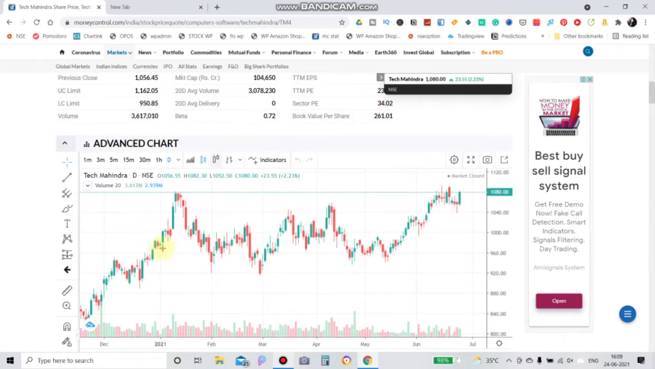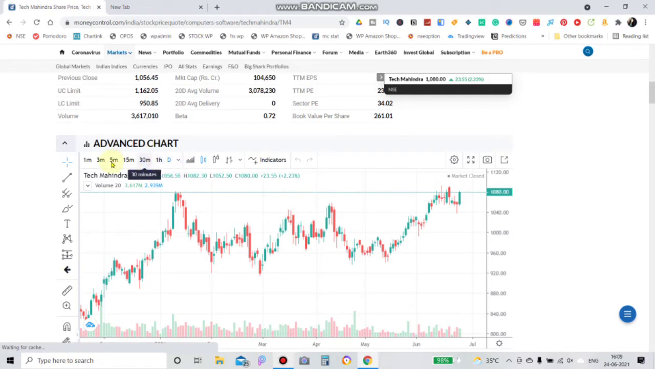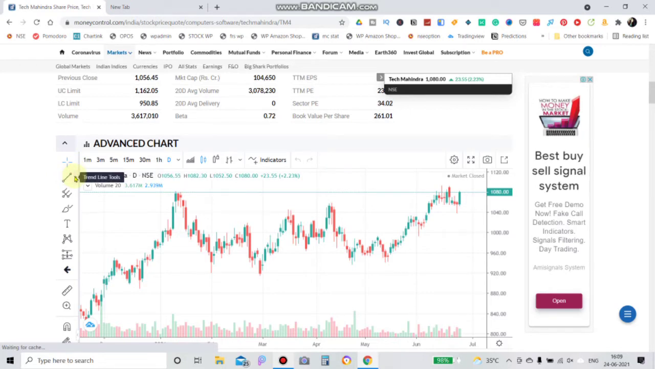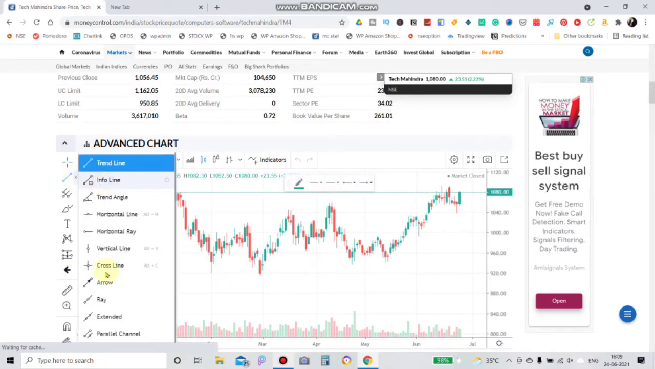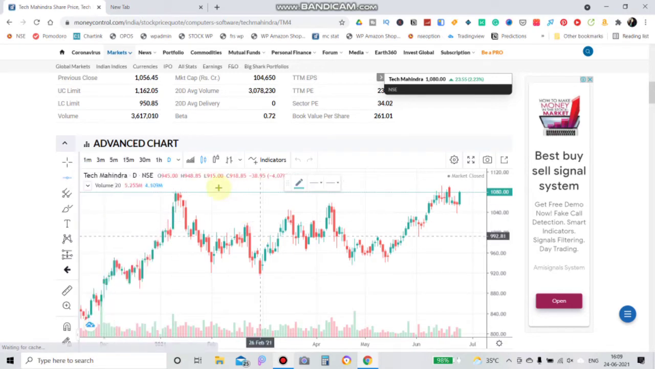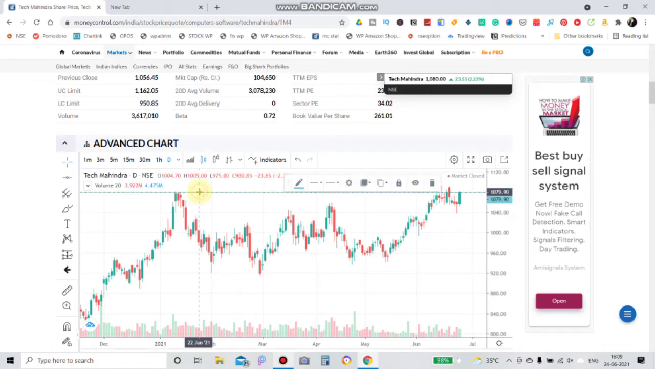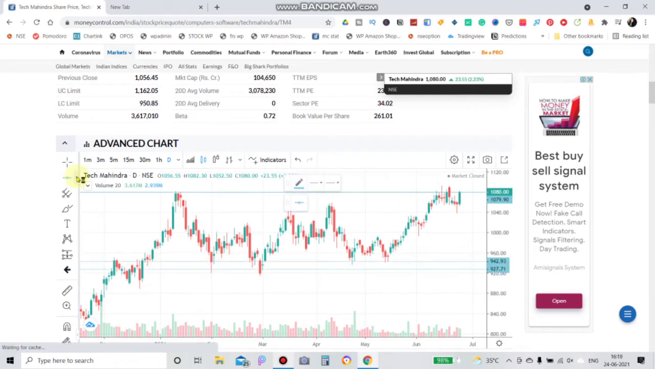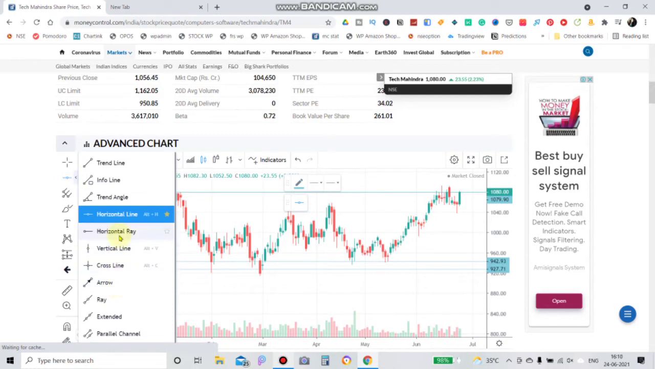Okay, so Tech Mahindra has been in a range bound market. First, what we do is go for the longer time frame. Go here, get the tools, horizontal line, and here it is trading between this range. You can see that, right? So here also this range. We also started for quick reference, horizontal lines and trend line.